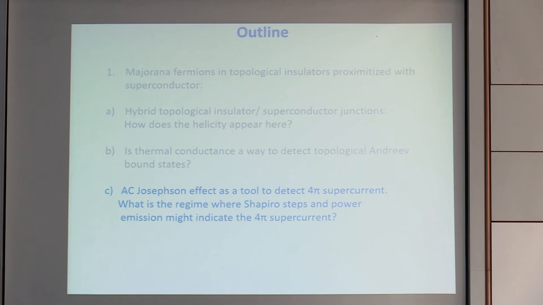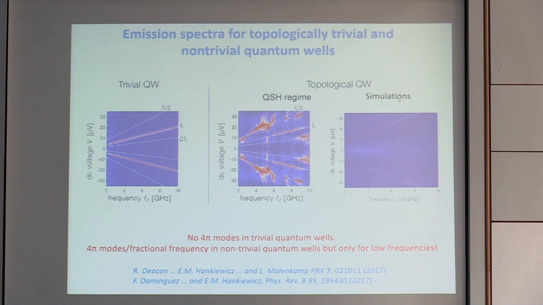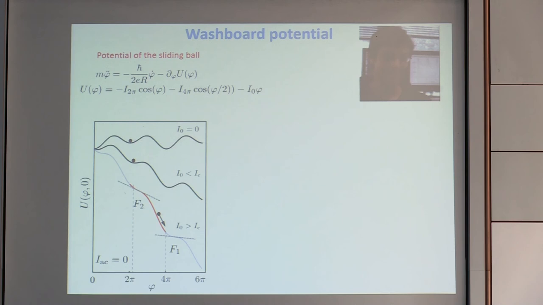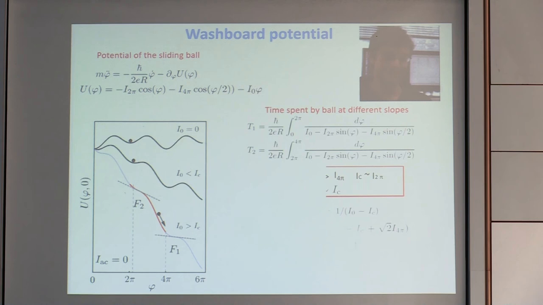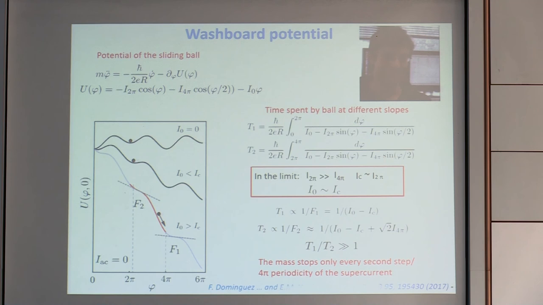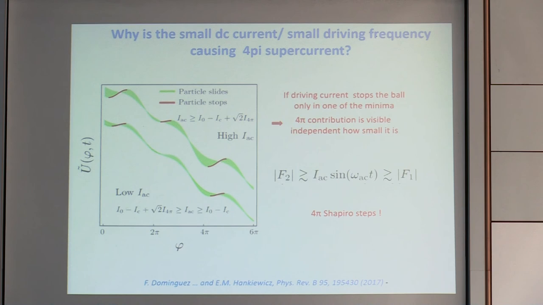And then, for example, what you need to really have a look at, so sorry that I have to run through this, is in which regime you could have a strong signature of this 4 pi mode, even if the 2 pi mode is non-zero. That's more or less what we were very much interested in, looking at this kind of resistive model, the RSJ model, with resistance and capacitance and so on, to understand where this AC Josephson effect should happen. So let me skip this.